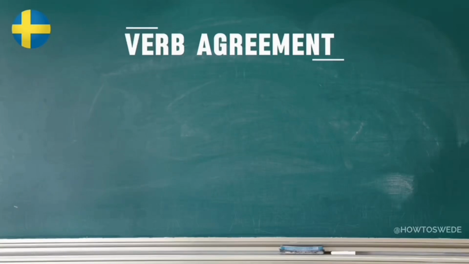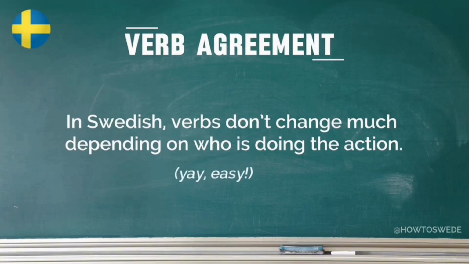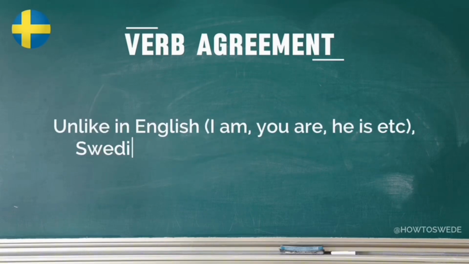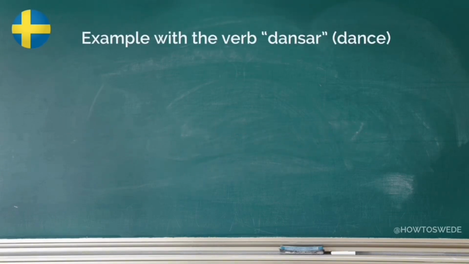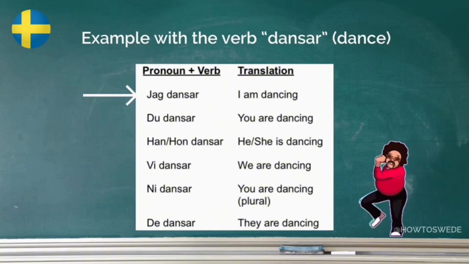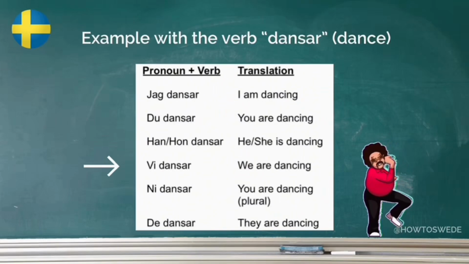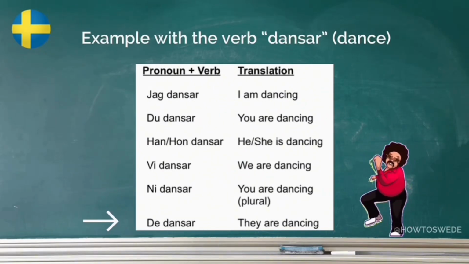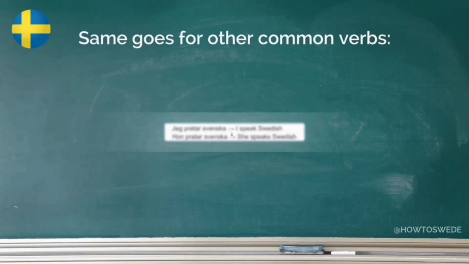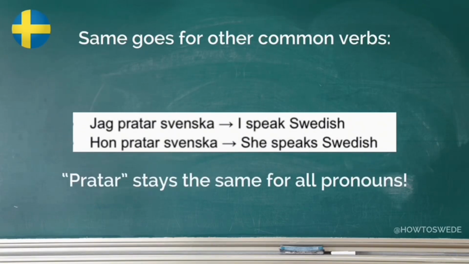Verb agreement. In Swedish, verbs don't change much depending on who is doing the action. Unlike in English, Swedish keeps the same verb form for all pronouns. Example with the verb dansar. Jag dansar, du dansar, han, hon dansar, vi dansar, ni dansar, de dansar. Same goes for other common verbs. Jag pratar svenska. Hon pratar svenska. Pratar stays the same for all pronouns.